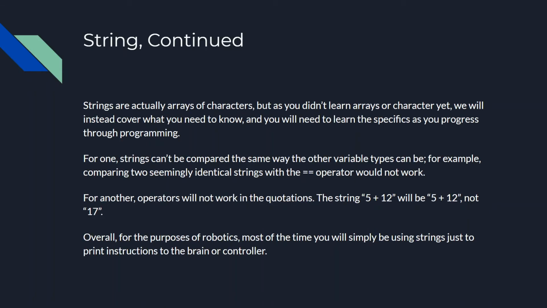Strings are actually arrays of characters, but you don't know what arrays or characters are yet, so we'll only need to cover what you need to know for robotics. Strings are very different from other variables. In the next video, you'll learn that we can compare most variables like booleans or doubles or integers with the equals equals operator, but the equals equals operator won't work on strings. In addition, operators inside strings won't work either. The string 5 plus 12 will be 5 plus 12, not 17.